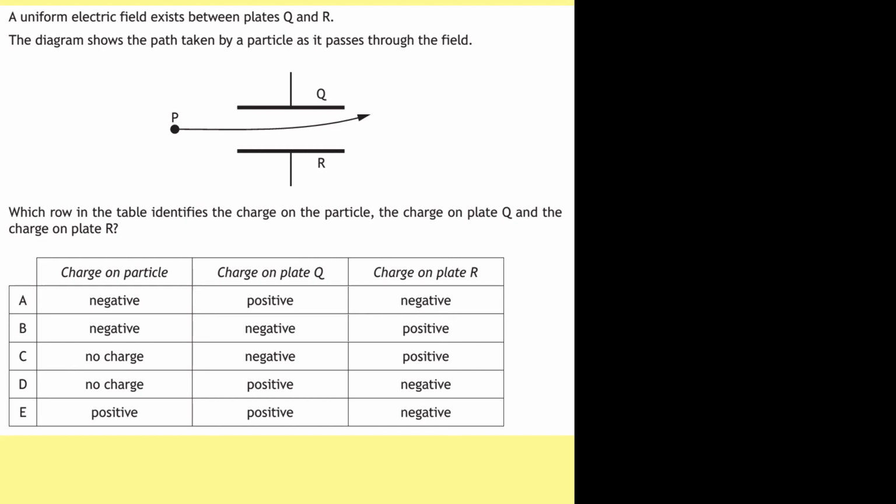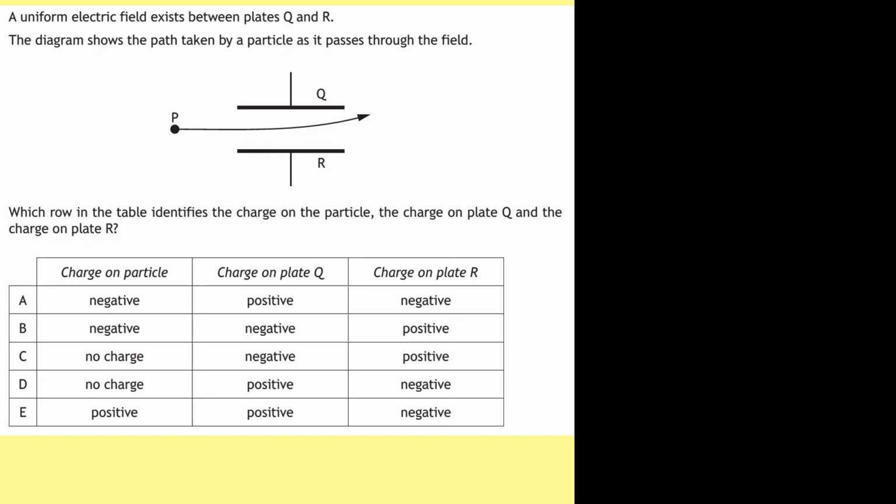So let's have a think. We can see that the particle is being repelled from R and attracted towards Q. That tells us that R has the same charge as the particle and Q has the opposite charge of the particle. So let's look at our options.